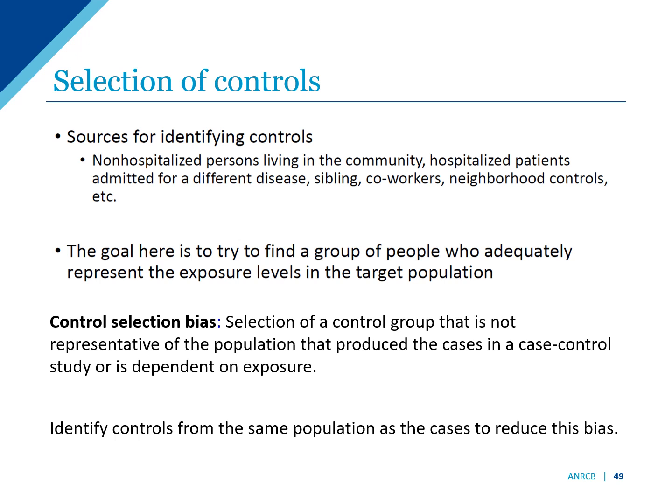Controls should ideally be selected from the same population as cases to reduce control selection bias. They may be non-hospitalized persons living in the same communities, siblings, co-workers. There are many ways to select controls, but you must find a group of people who adequately reflect the exposure level in the target population.